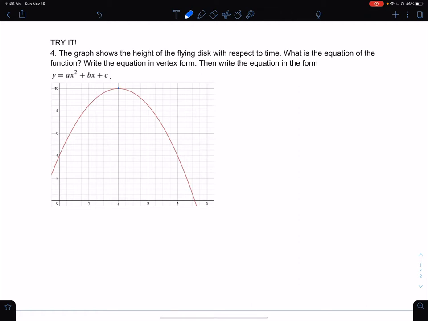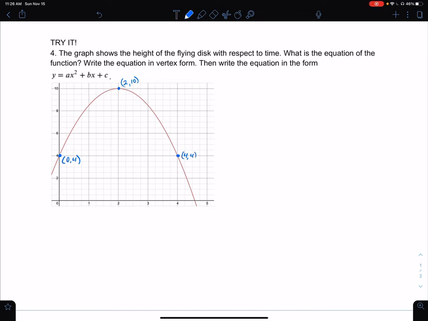My vertex here is going to be 2, 10. So that I have to use, all right? Vertex must be used in vertex form. And then the other point, I have a couple options. I can use this point down here, 0, 4. I can use this point over here, 4, 4.